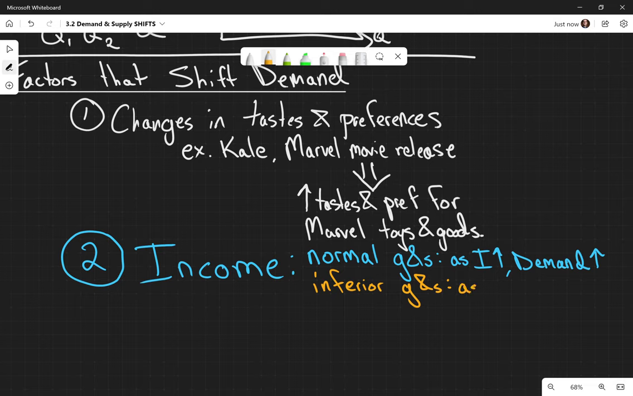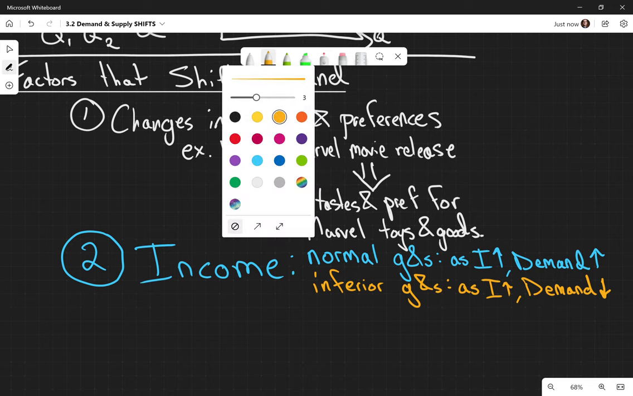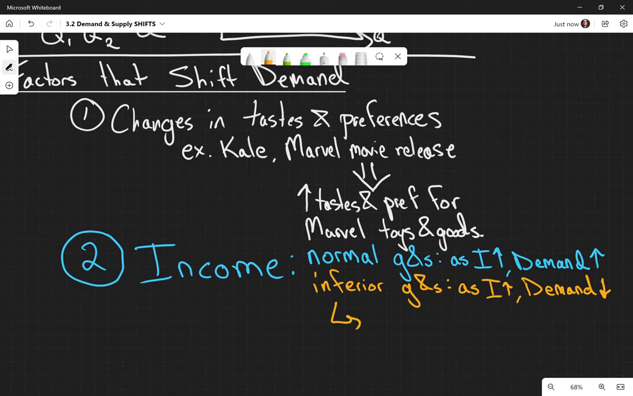Inferior goods are defined by the fact that as your income increases, the demand for that good at any given price is going to decrease. So inferior goods are goods where you outgrow them as you enter higher socioeconomic strata, right? Let's just do examples of inferior goods, because normal goods are pretty much everything, right?